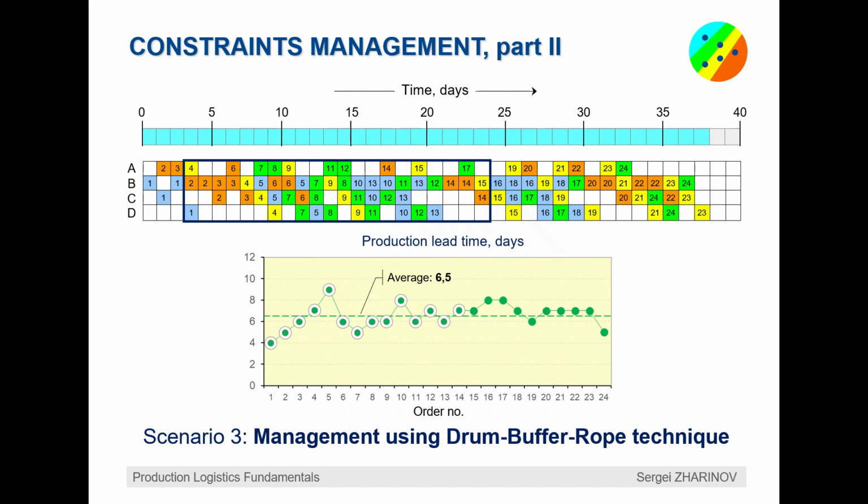In a stable system, the production lead time, that is, the time from when the order is put into production, is predictable. In our case, it averages 6.5 days, but does not exceed 9. In other words, we can be quite sure that any order will be completed within 9 days of its release. The only thing left is to estimate the time interval between placing an order and putting it into production.